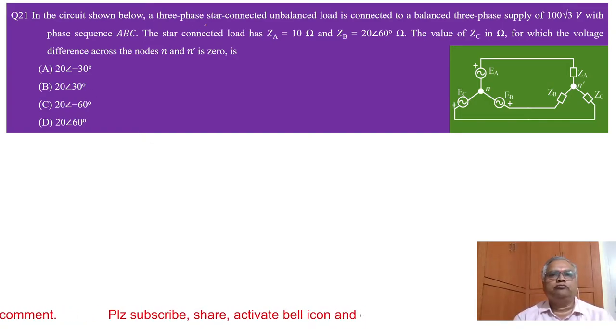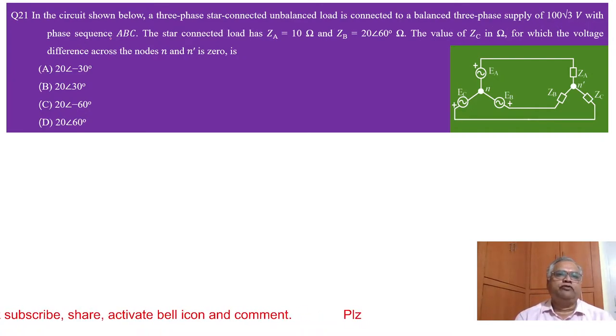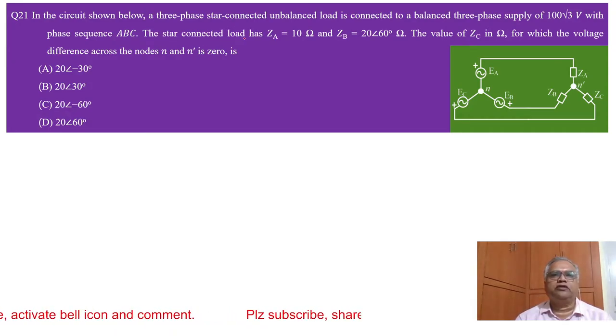The circuit shown below: a three phase star connected unbalanced load is connected to a balanced three phase supply of 100√3 with phase sequence ABC. The star connected load has ZA 10 ohms, ZB 20∠60. The value of ZC in ohms for which the voltage difference across the nodes N and N prime is 0. So this source is a balanced one. Load is unbalanced. For what value of ZC is the voltage between N and N prime 0?